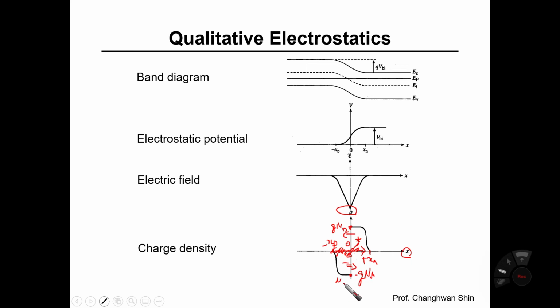However, the donors and acceptors are tightly bonded with the four neighboring silicon atoms, as we learned in the very first half of the lecture. So Na and Nd are definitely immobile, but they are ionized, so a positively charged area and a negatively charged area are formed.